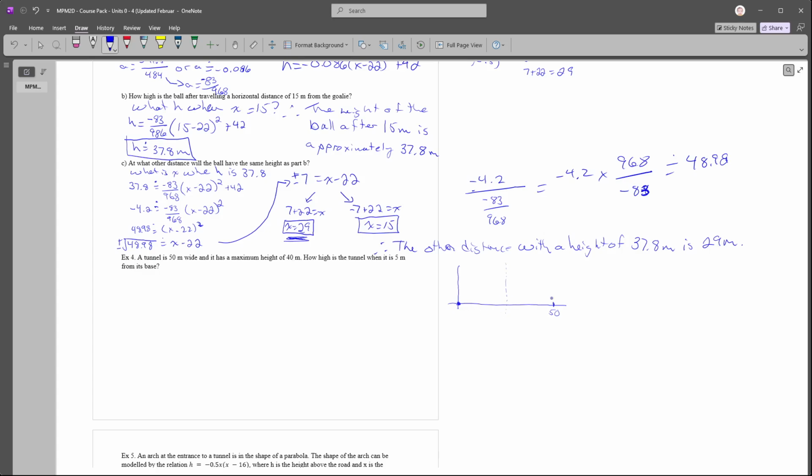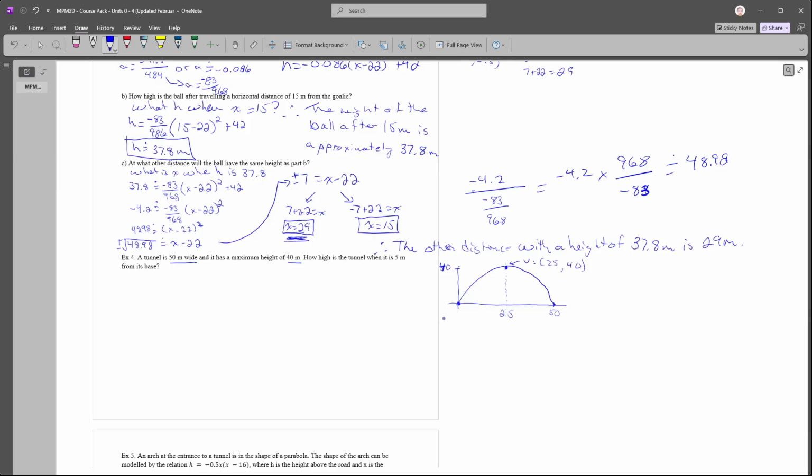Well, what's the midpoint of 0 and 50? That's just 25. And it's going to hit that point at a height of 50. Sorry, not a height of 40. I was reading the wrong information there. Height of 40, and the whole thing is 50 meters wide. So a height of 40. So right about here, we have our tunnel. So this location, we actually know where that is. We know that vertex is at 25, 40.